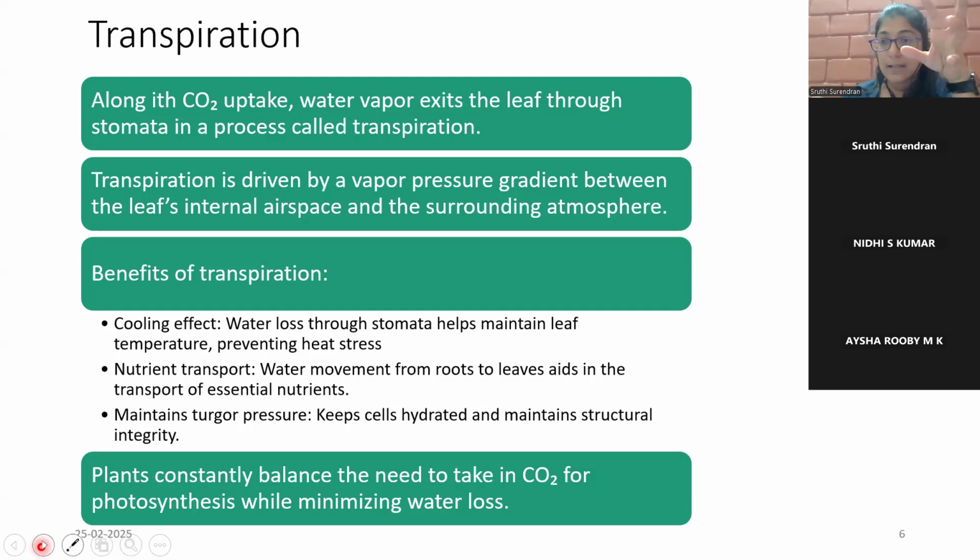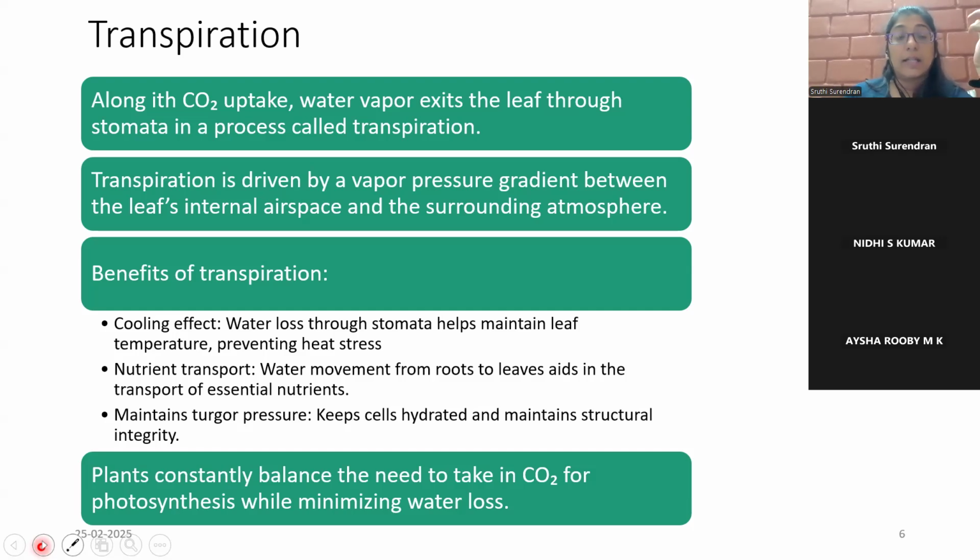Vapor pressure deficit is nothing but the difference in the vapor pressure inside the leaf and outside the leaf, that is in the atmosphere. So this difference is what is driving or helping the water to reach the leaves and move out. This is also one of the processes that helps drive the water movement from the roots to the different parts of the plant, particularly to the leaves. And during this, nutrient transport is also occurring.